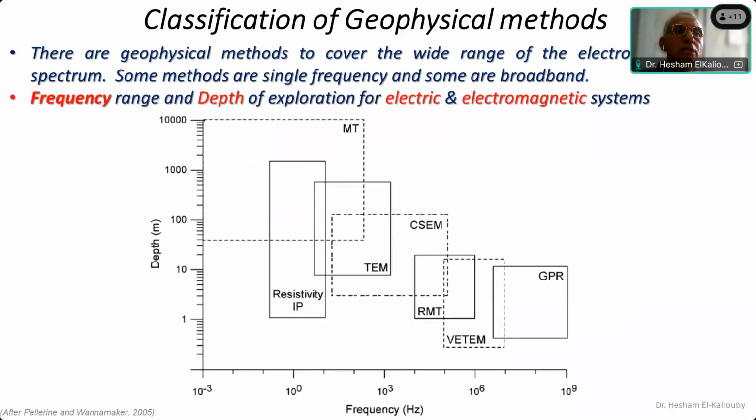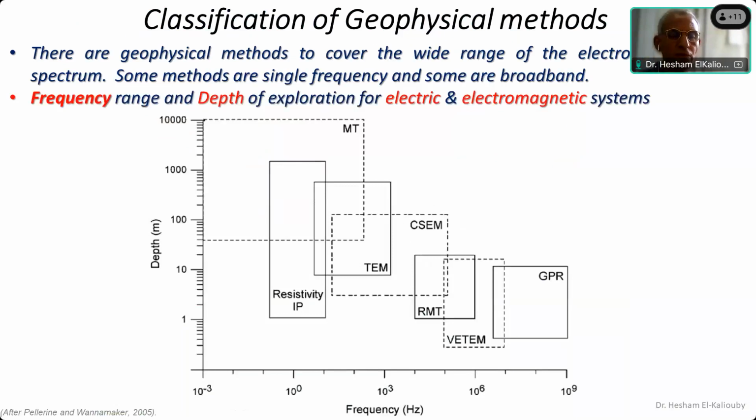Talking about electrical and electromagnetic methods, this plot shows frequency versus depth. As you all know, there's an inverse relationship between frequency and depth. Many geophysical methods use a broad range of frequencies, from as low as millihertz up to the mega and gigahertz range. The higher the frequency, the shallower the depth of investigation, and the lower the frequency, the deeper the depth of investigation.